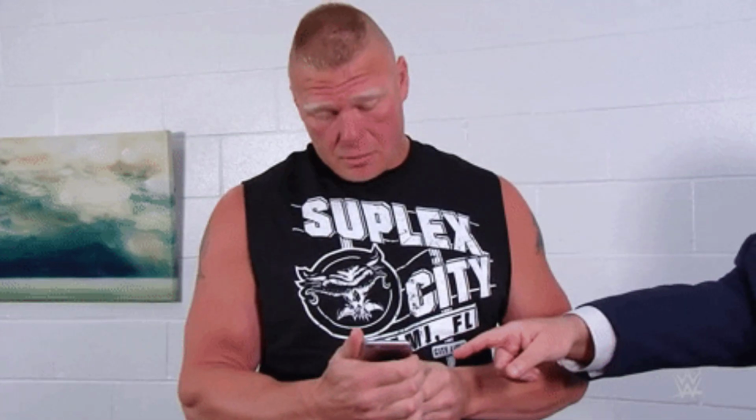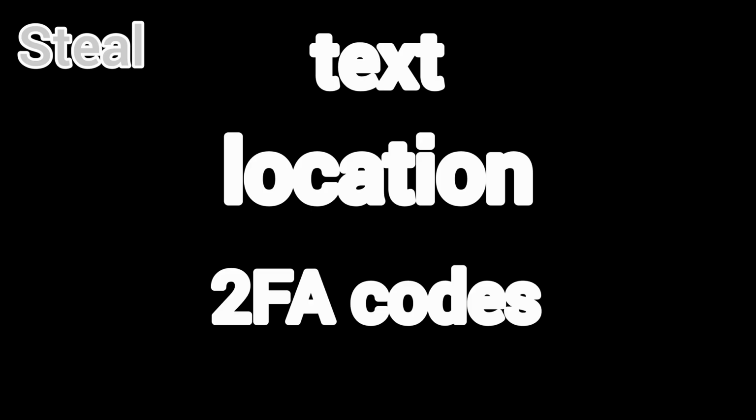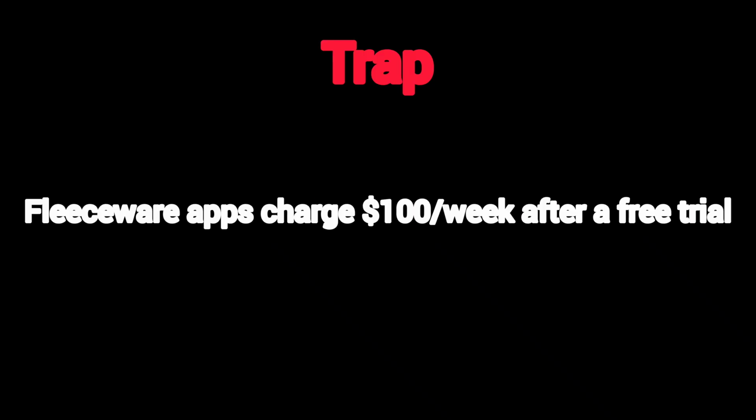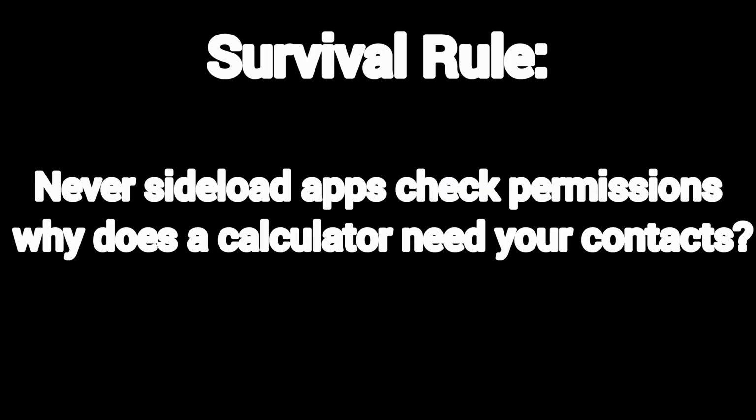Mobile malware, the pocket predator. Your phone isn't safe. Fake apps, for example battery optimizers, steal texts, location, and two-factor authentication codes. 2025 stat: 1 in 50 Android apps is malicious. Trap: fleeceware apps charge $100 per week after a free trial. Survival rule: never sideload apps. Check permissions. Why does a calculator need your contacts?